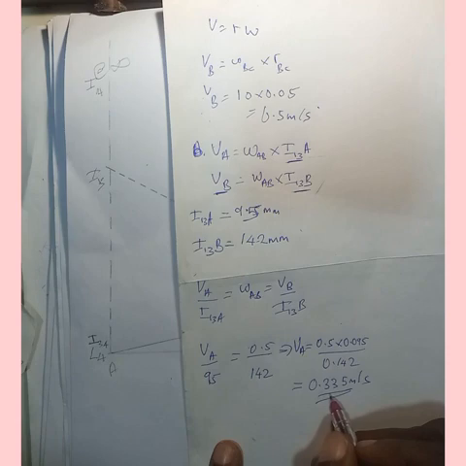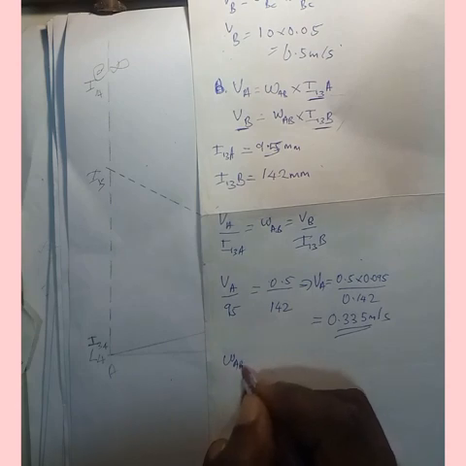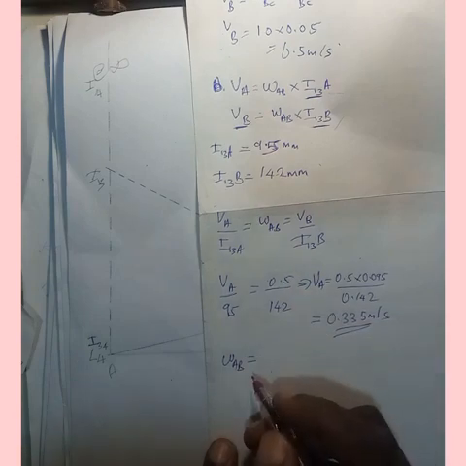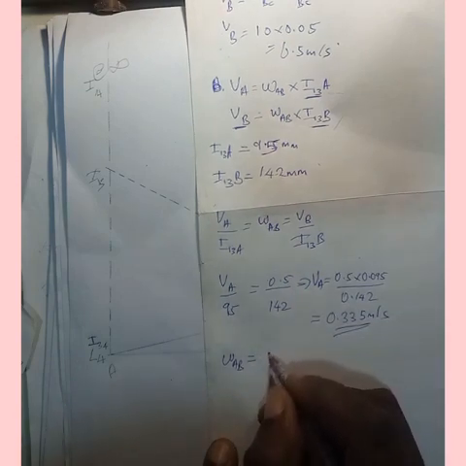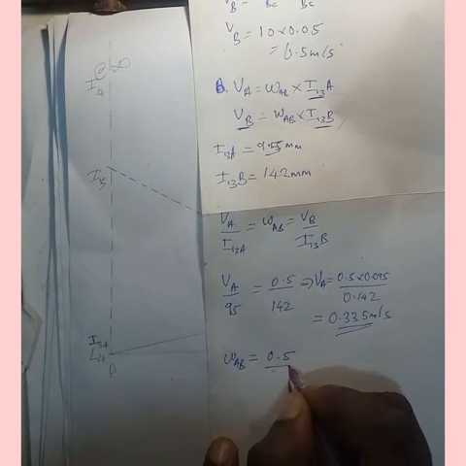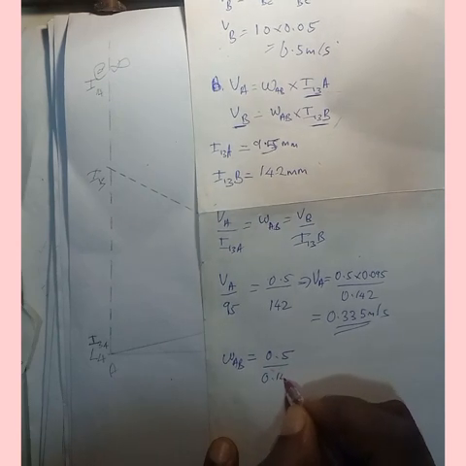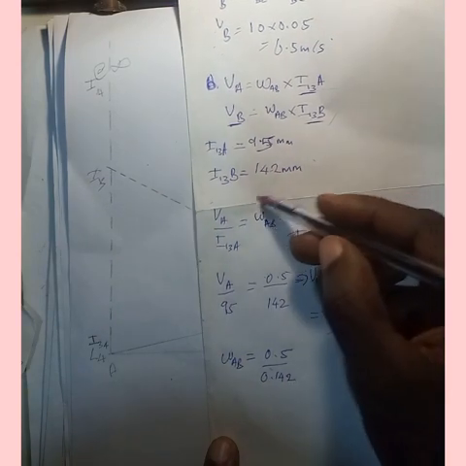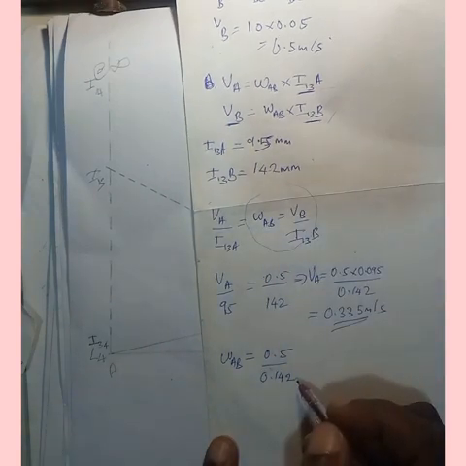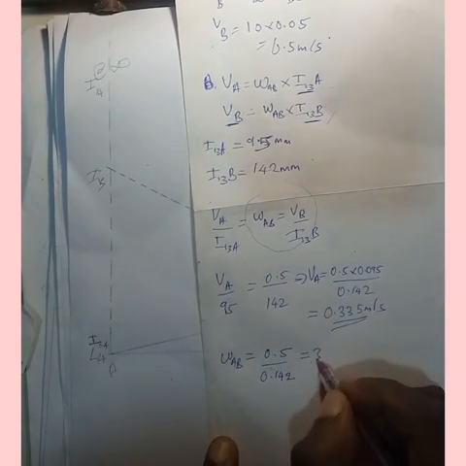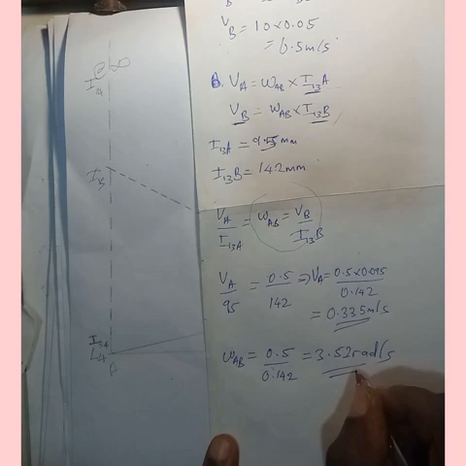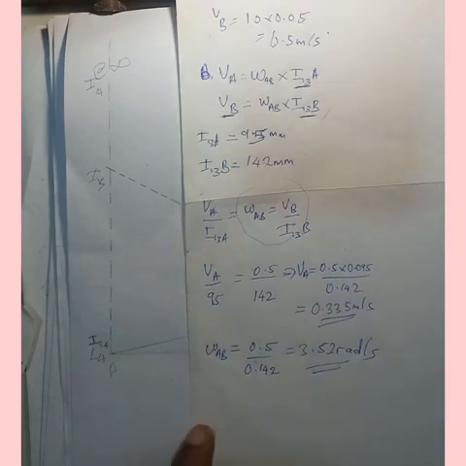Now we're also expected to find the angular velocity of the connecting rod, which is simple. Your omega AB is the angular velocity of the connecting rod. So you can use either this or this. So we can have omega AB equals 0.5, which is the velocity of B, all over 0.142. So I'm trying to use this. So that means we are now going to have 3.52 rad per second as the angular velocity of the rod AB.